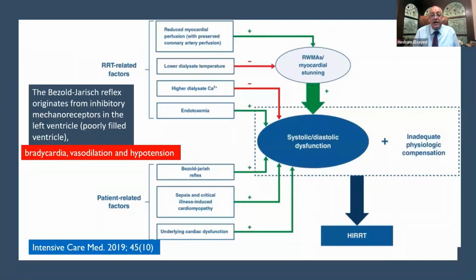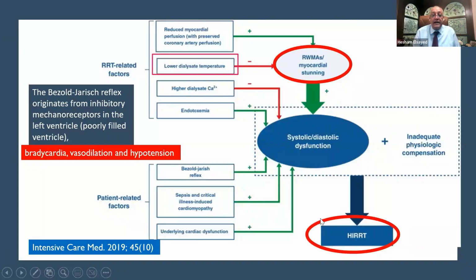So bradycardia, vasodilatation, and hypotension, increasing resting wall motion abnormality, myocardial stunning, systolic and diastolic dysfunction. So we have here the problem of hemodynamic instability and death. Higher dialysis calcium has cons and pros. It gives hemodynamic stability. However, it induces more vascular calcification and can induce adynamic bone disease with a net positive calcium balance. So it should be managed according to the patient's serum calcium as well as hemodynamic stability.